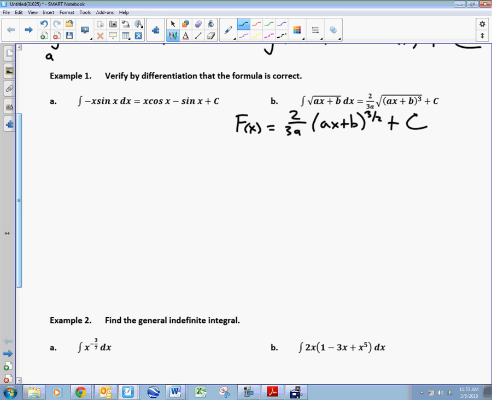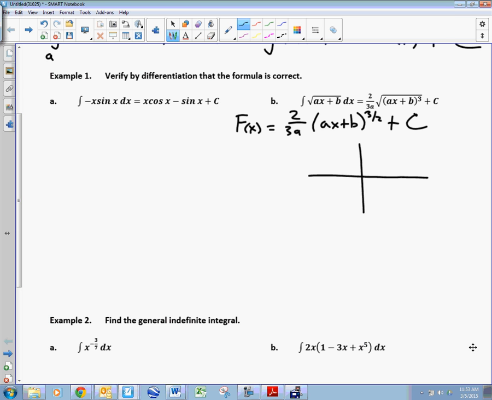If I want to find the derivative, what do I have to use? What rule? Just the chain rule. This is a constant, like 4 or something, so you don't have to use the product rule. If you had an x out front, then you'd have to use the product rule. This will only require the use of the chain rule.